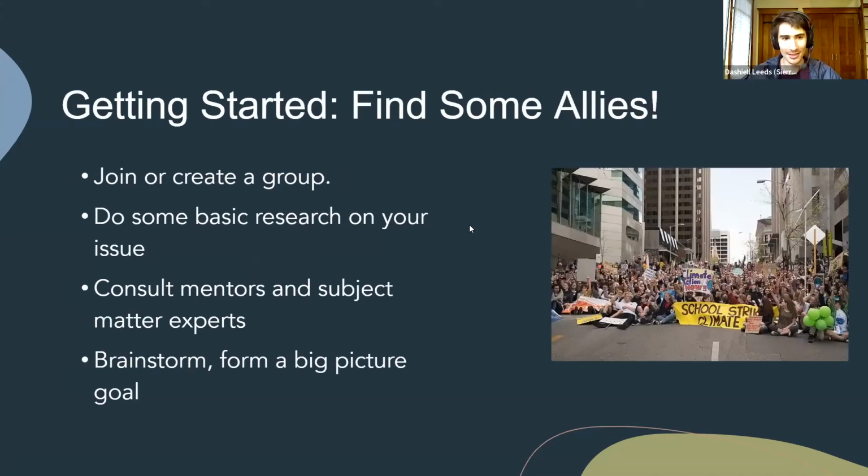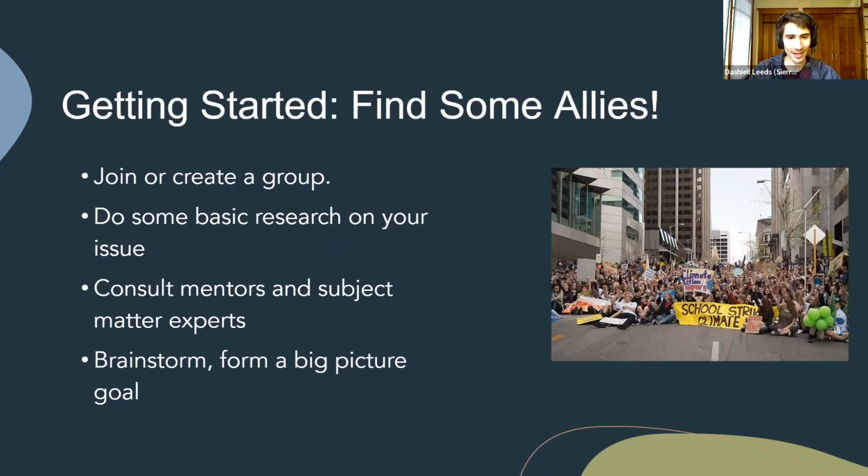So getting started, I think finding other people who are interested in the same things as you is a really good starting point. And then if you do find a small group or maybe even just one other person, just doing some basic research on your topic so that you have a general idea of the kind of field that you're in. It can really help to, in that research, consult subject matter experts. And in terms of advocacy, look for mentors, look for someone maybe who's already spoken in city council meetings, who can take you under their wing.